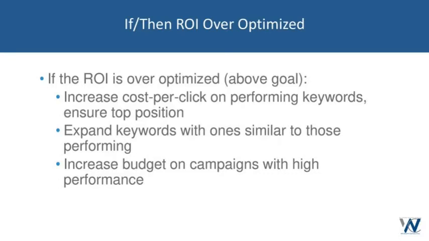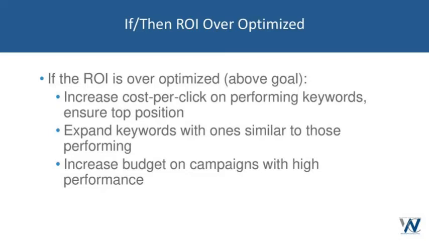So if we look at this over-optimized ROI, or again, whatever the cost per transaction, ROAS, one of the things you want to do is increase your cost per click on performing keywords and ensure you have the top position. So if you have a keyword that is converting every day, but you're in position 2 or 3, try boosting the bid. See what happens when you get to position 1. Are you actually getting 2 or 3 or 4 more conversions, for instance?